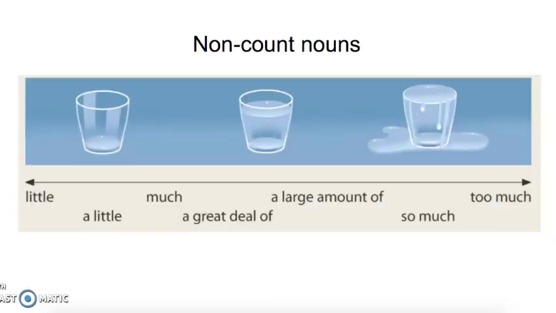Okay, so here's the quantifiers that are being used with non-count nouns. What can you see in the picture? Yes, that's right, it's water. So you could say, we have little water. We have a great deal of water. We have so much water. These are the quantifiers that are used for non-count nouns.